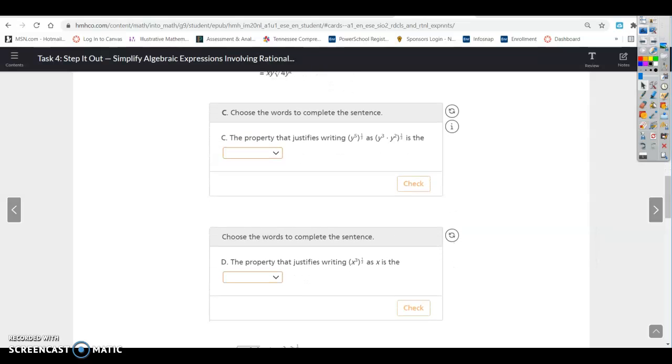All right, choose the word to complete the sentence. The property that justifies writing y to the 5th raised to the 1/3 power as, okay, so this is a product here, same base. You're adding exponents. 3 plus 2 is 5. So what they're doing is rewriting this to make it look like this. So this is a product of powers.